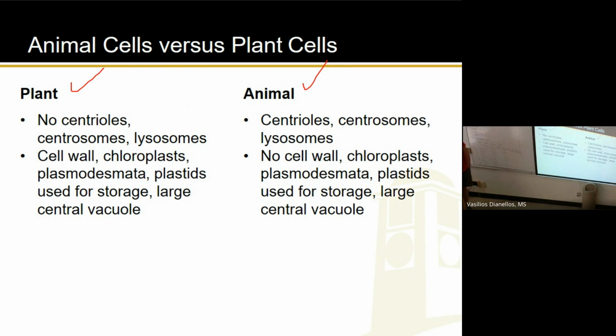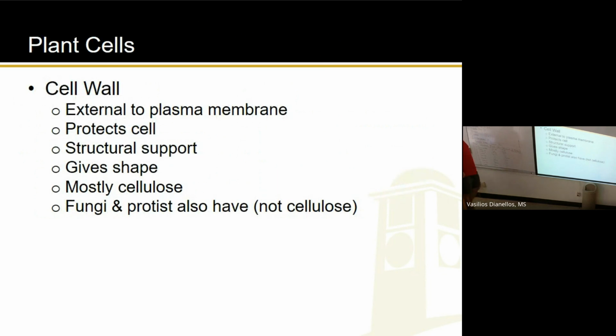So that being said, let's dive a little bit more into plant cells. Like I said, plant cells have cell walls, animal cells don't. So let's talk about that very quickly, because again, for the exam and for the rest of the semester, this won't be as important. We will bring up cell walls again later when we talk about cellular division briefly. Anyway, cell walls are external to the plasma membrane.